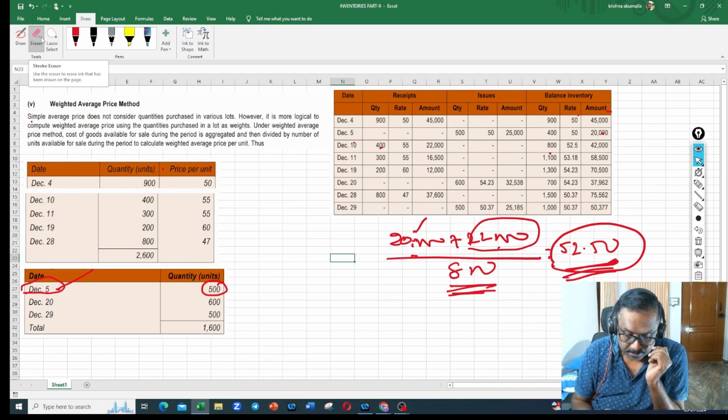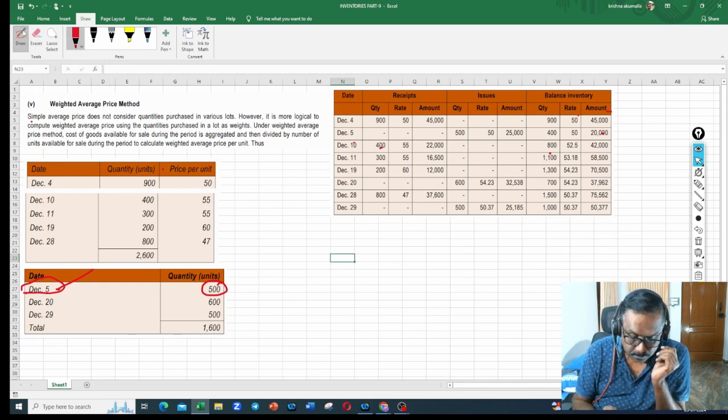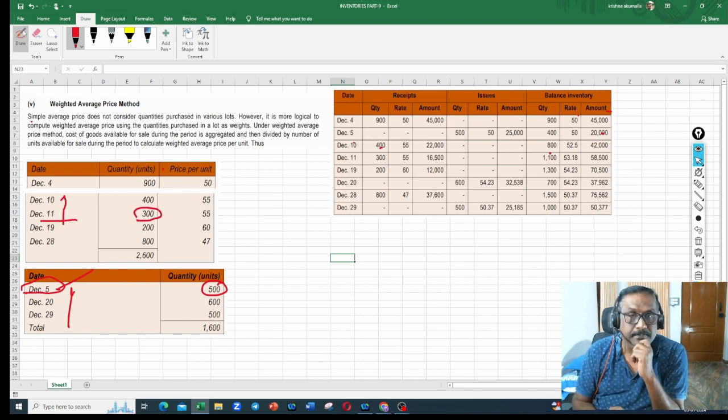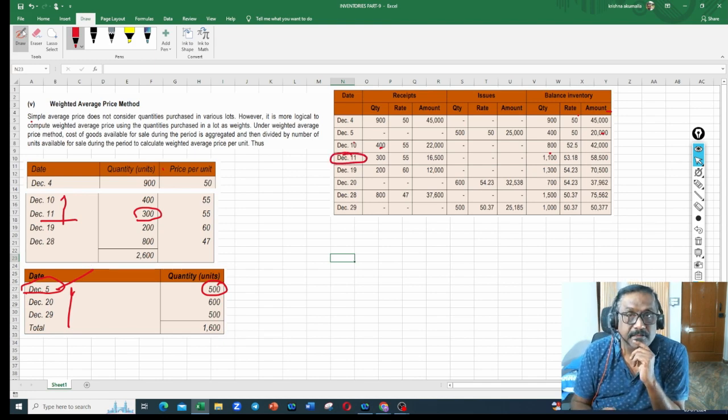Next, December 10th we have done. Now, what is the next date? Let me clean this up first. Next date is December 11th. Is there any issue between 10th and 11th? No. On December 11th, we purchased another 300. So go to the date column and put December 11th.